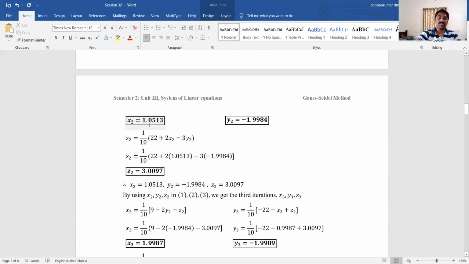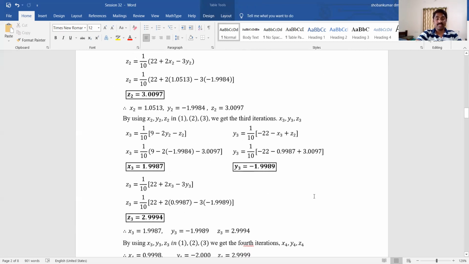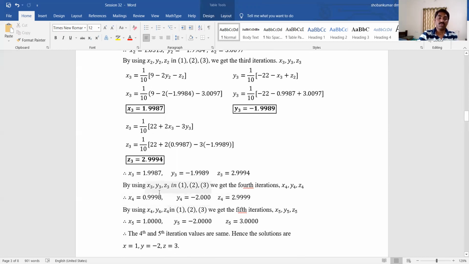Here x2 is equal to 1.0513, y2 is equal to minus 1.9984, and z2 is equal to 3.0097. These are the second iterations or approximate values of x, y, z. Now by using x2, y2, z2 in 1, 2, 3, we get third iterations x3, y3, z3. Third iterations are x3 is equal to 1.9987, y3 is equal to minus 1.9989, and z3 is equal to 2.9994. Here we go for two more iterations.